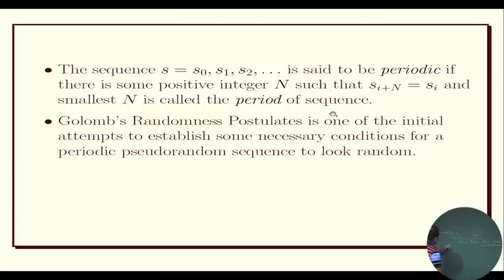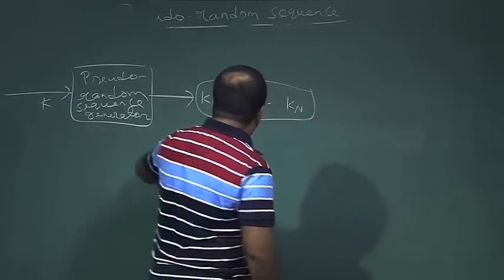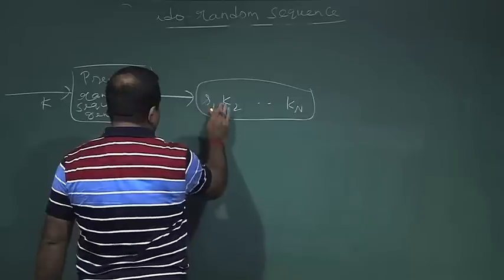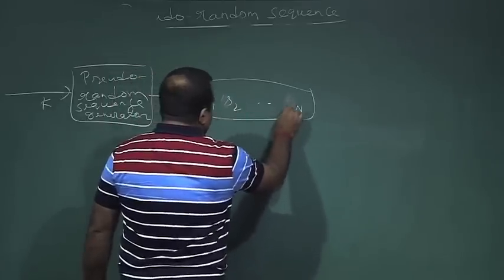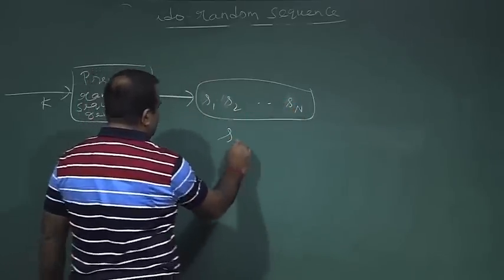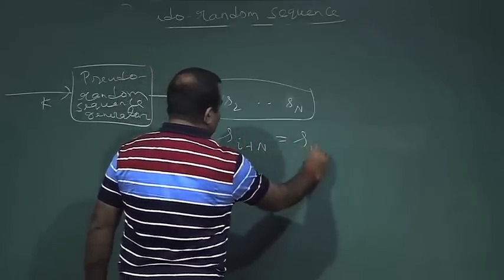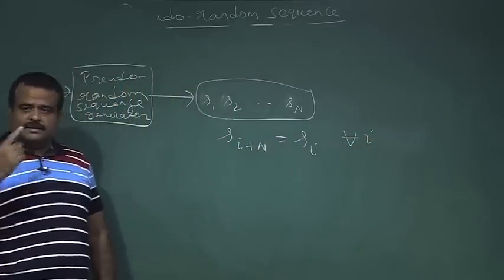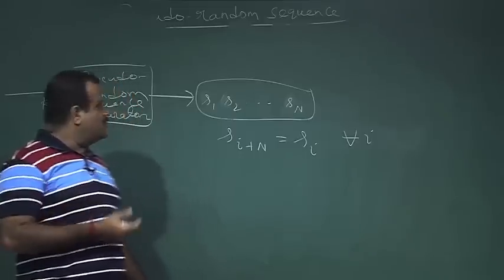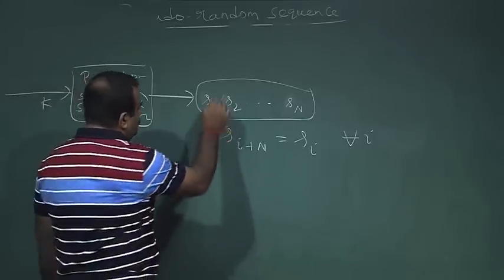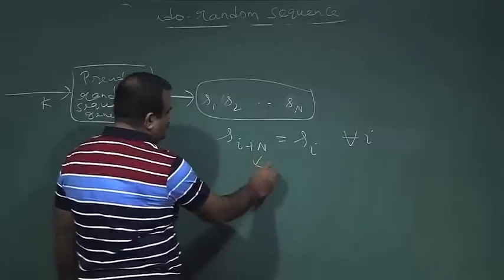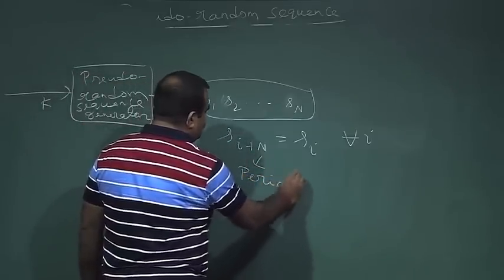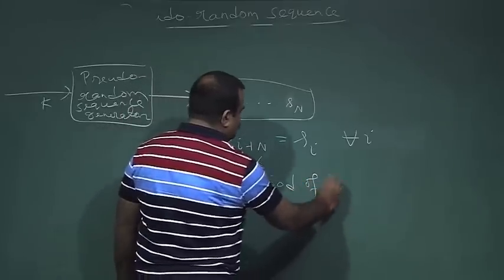So, this n is called the period of the sequence. We take a sequence like this, after n, so these are k i's. In the slide we take s_i. So, if s_{i+n} equals s_i for all i, that means after n iterations we have a repetition. So, that means this is a period. The minimum value of such n is called the period of the sequence.